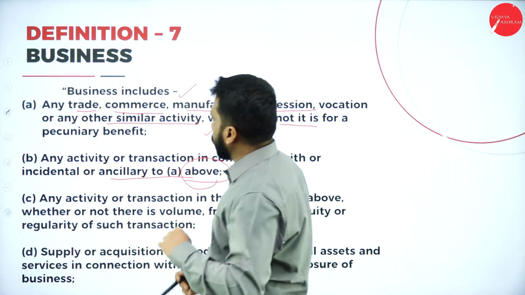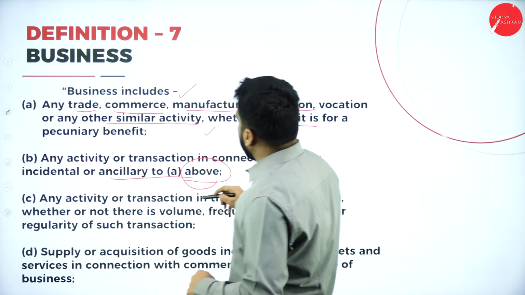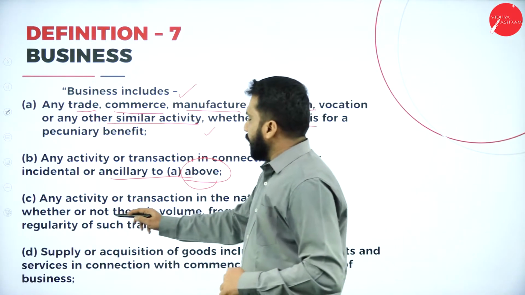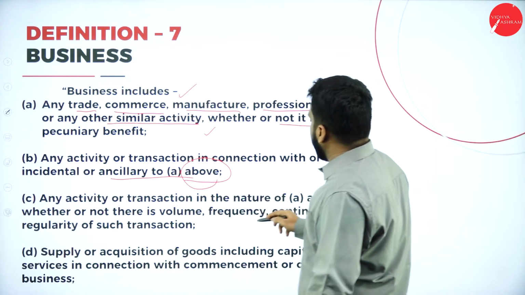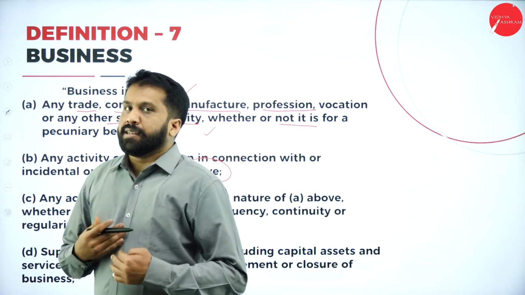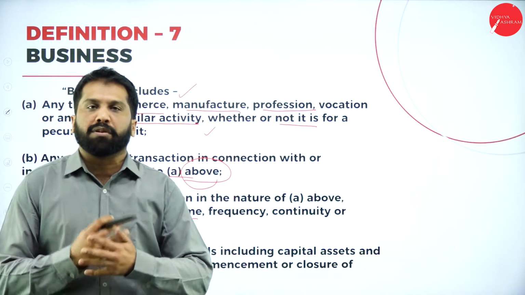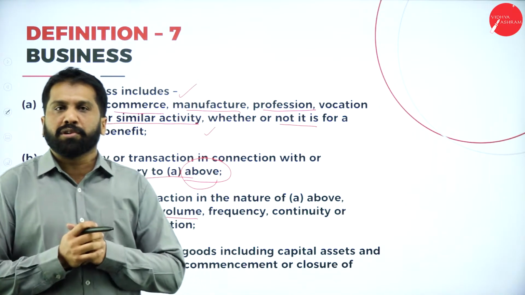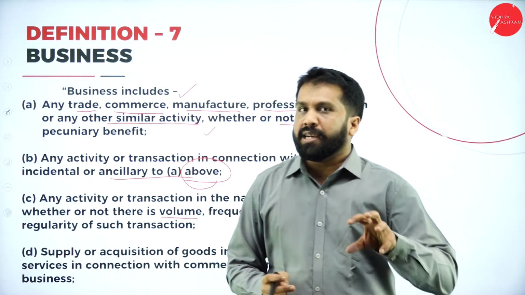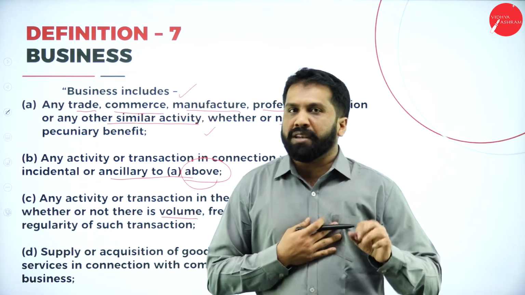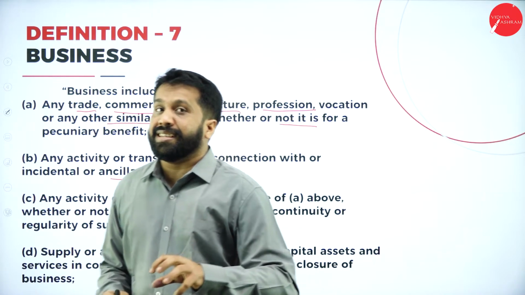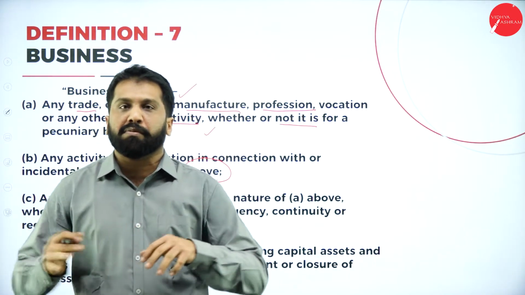Now, the third one, any activity or transaction in the nature of the above, whether or not there is a volume, frequency, continuity. Whether there is volume or not, in the sense, I am the manufacturer, I will produce 100 tons of units. One more manufacturer, he is a small trader, he will produce only 100 units. For me, it is 1000. For him, it is only 100. So there is no difference between volume.